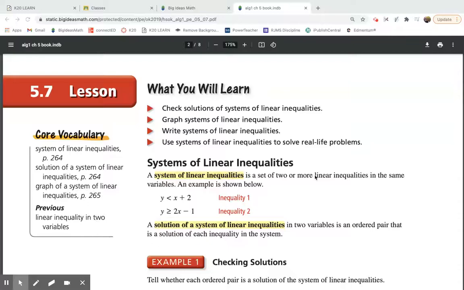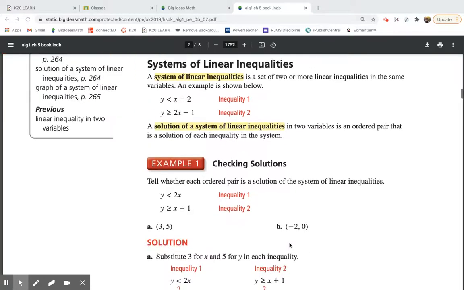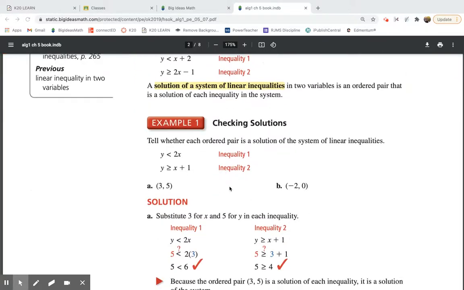Okay, this is lesson 5-7, Systems of Linear Inequalities. It just says that means a set of two or more linear inequalities with the same variable. So this is just like we've been doing on solving systems of equations by graphing, elimination, and substitution, but now we're going to look at it with inequalities. It works pretty similar.